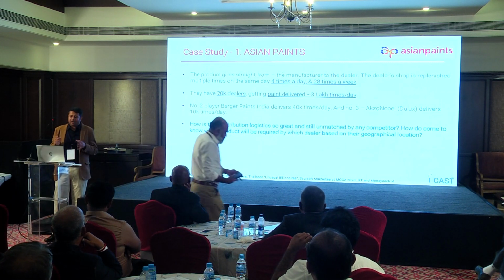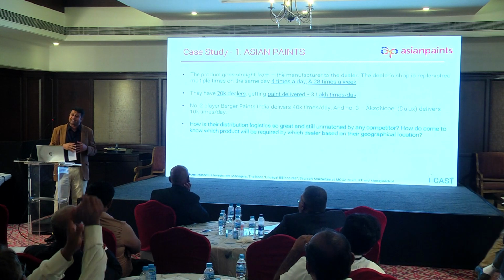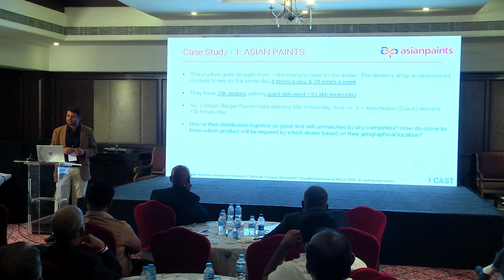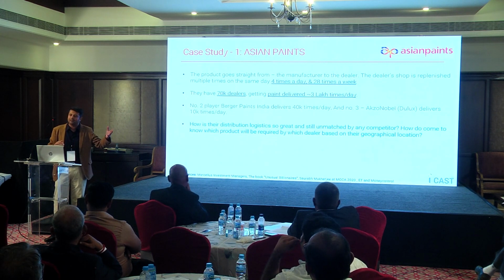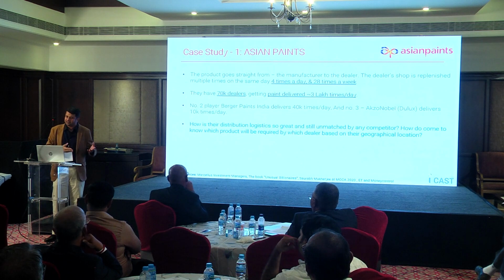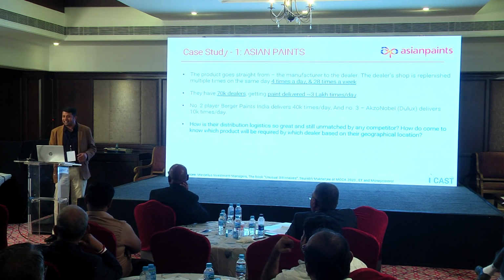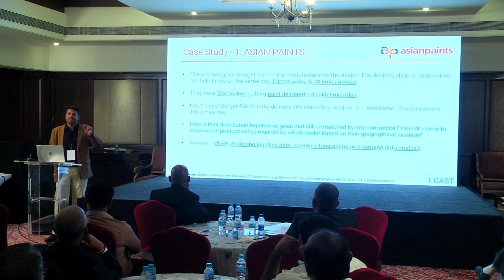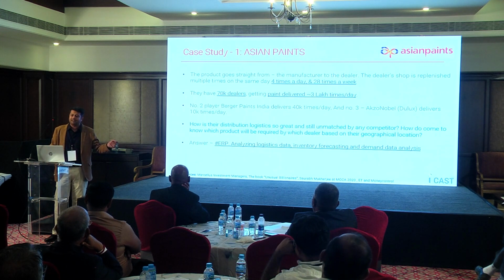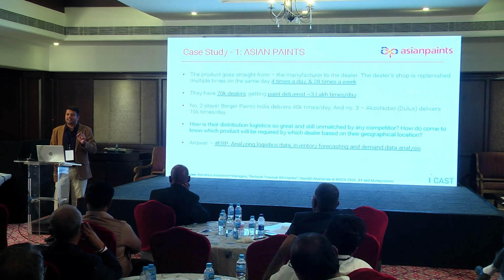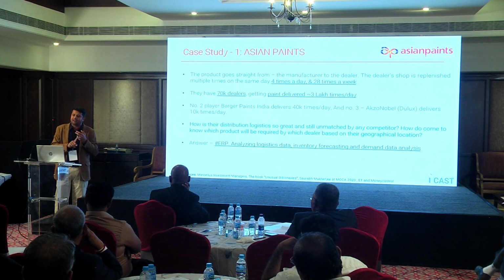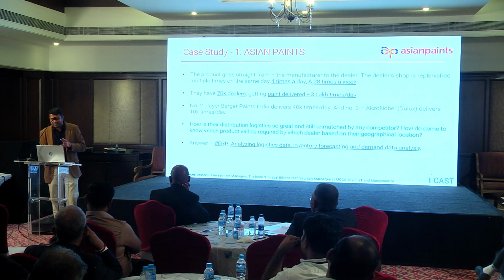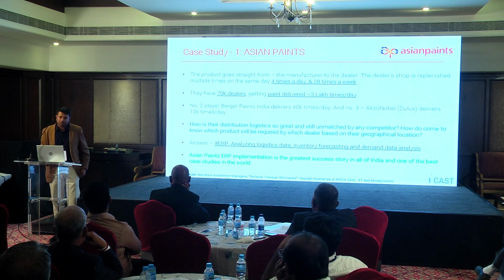So how is the distribution so great and still unmatched by the competitors? How did they come to know which dealer would want which paint, at what time, in which season? This all goes to data. They implemented ERP, they had data even before that, and they studied the data, they studied demand forecasting, they studied and learned how to improve logistics. And with the help of that data analysis, they were able to do that.